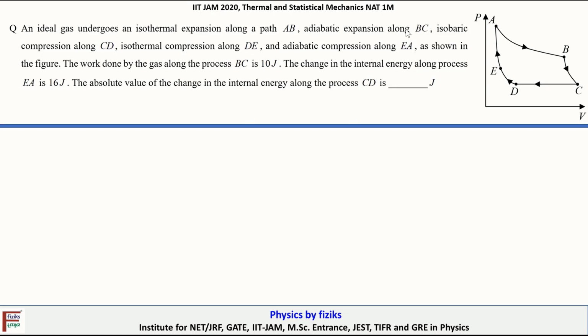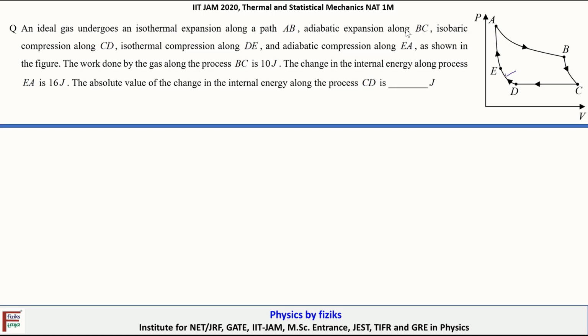The statement is: an ideal gas undergoes an isothermal expansion along a path AB. So path AB is given to be an isothermal process. Then adiabatic expansion along BC. BC is an adiabatic process because BC is steeper than AB. Then isobaric compression along the line CD, and then another isothermal step, isothermal compression D to E. And then adiabatic compression along EA, E to A, as shown in this figure.